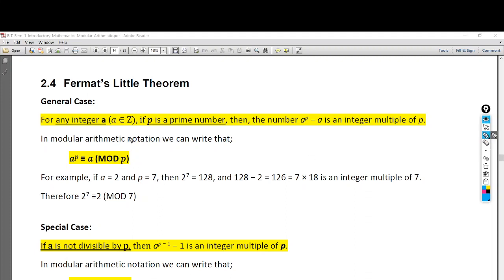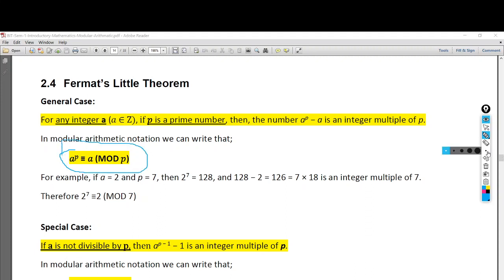Okay, so if p is a prime number, for any integer a, a to the power p is congruent to a mod p, or in other words, a to the power p minus a is an integer multiple of p. In other words, a to the power p minus a is divisible by p. You can put it in any words. Whatever words you use, it means a to the power p is congruent to a mod p, right?